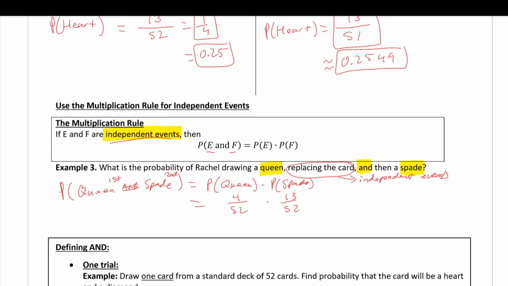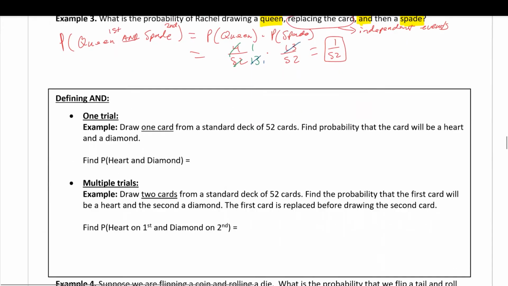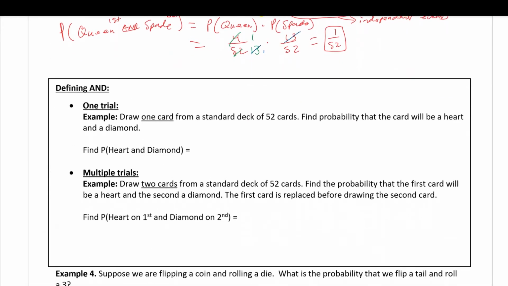4 out of 52 reduces down to 1 and 13. And I do see a 13 here that I can actually cancel out with the 1 above. So we have a 1 in 52 chance of this occurring.